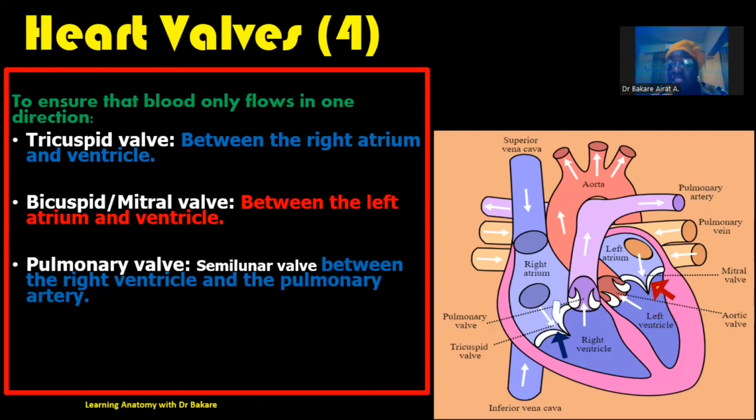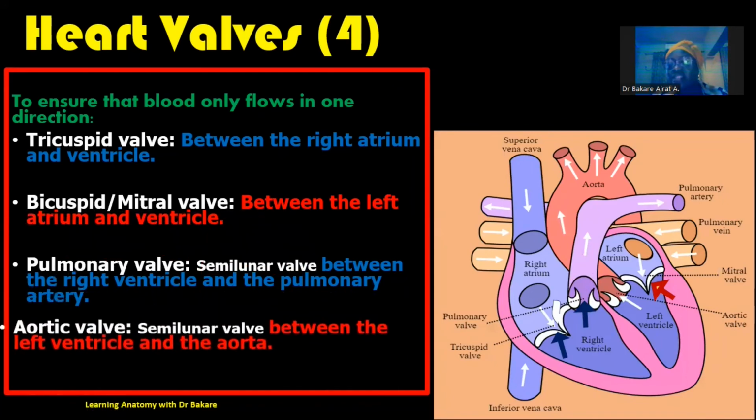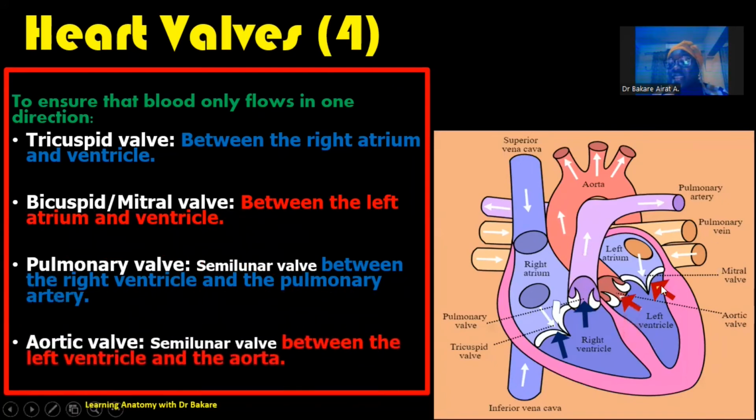Then we have the pulmonary valve. This is the pulmonary valve that is seen at the emergence of the pulmonary artery, and it is seen between the right ventricle and the pulmonary artery. Then we have the aortic valve. This is the aortic valve that is seen at the emergence of the aorta, and of course seen between the left ventricle and the aorta.